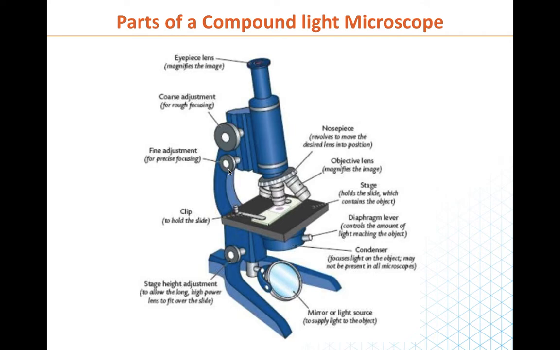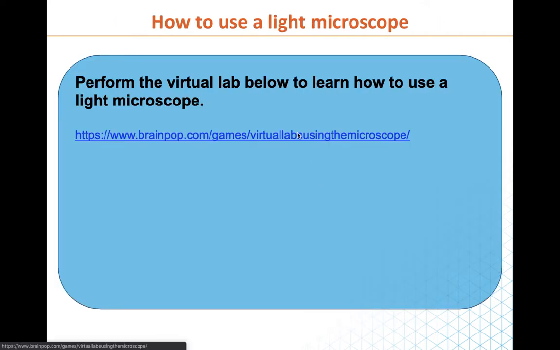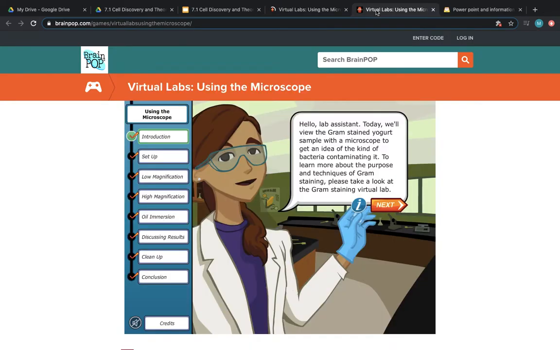So coarse adjustment helps you find the basic idea of the bacteria or of the cell that you're looking at. And then the fine adjustment helps you tune in and see a clearer image of that specimen that you are looking at. Okay? So today you're going to be doing this lab right here.